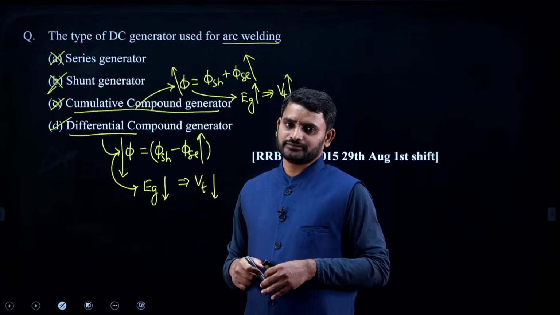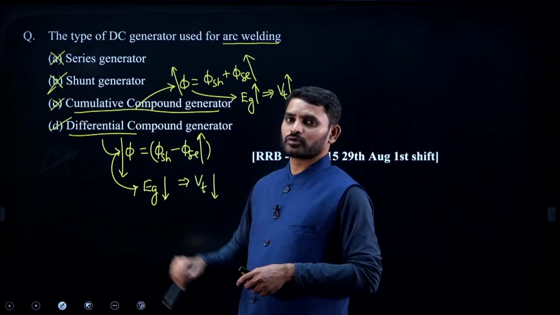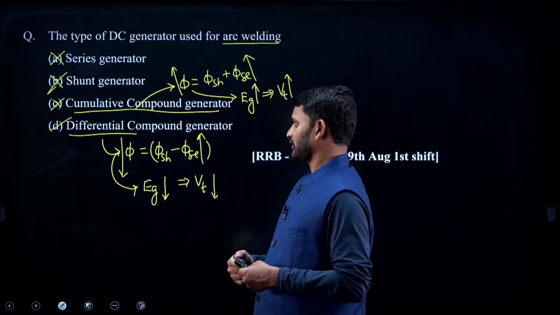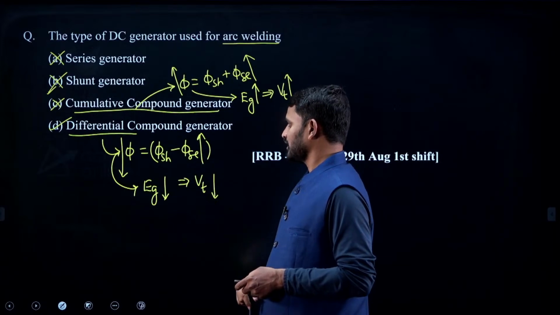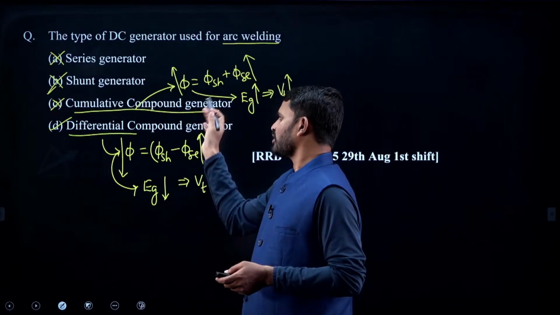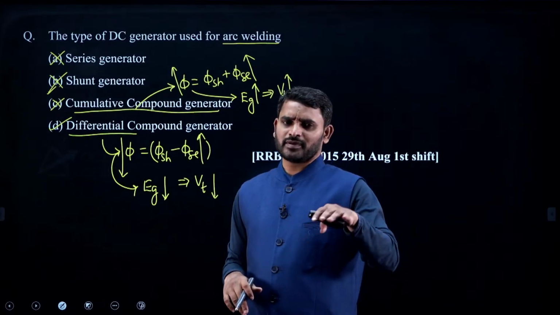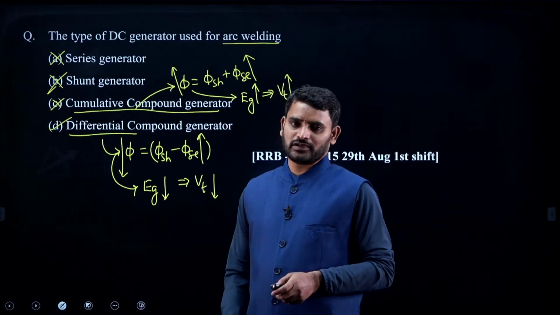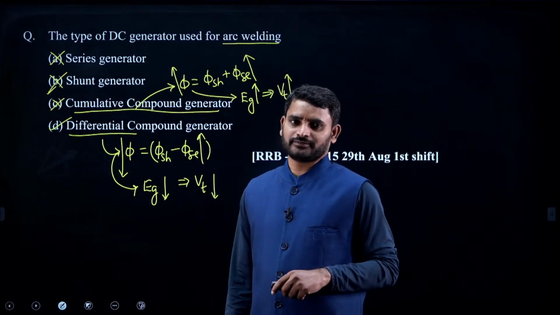It should not happen, na? It should not happen. So, we do not prefer cumulative compound generator. We prefer only differential compound generator for welding purpose. Cumulative compound generator, generally we can use for the same applications as the shunt generator only, street lighting or battery charging. Okay?